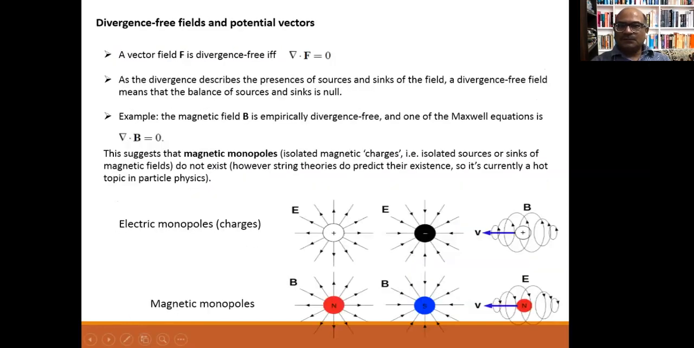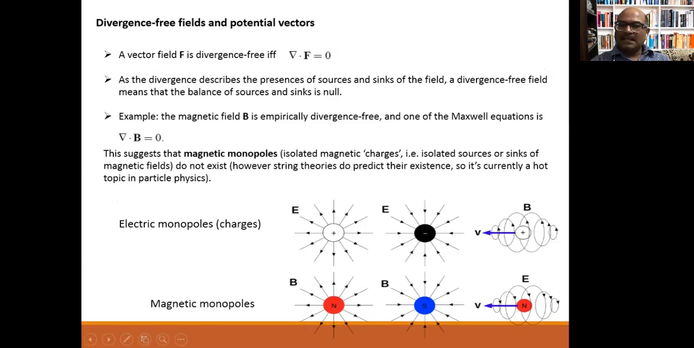Now, divergence free fields and vector potentials. A vector field f is divergence free if del dot f is 0. As the divergence describes the presence of sources and sinks, a divergence free field means that the balance of sources and sinks is nil. That is the most important part as far as divergence free fields are concerned.